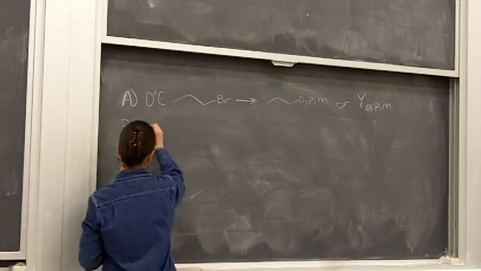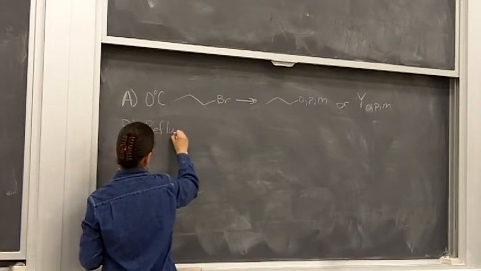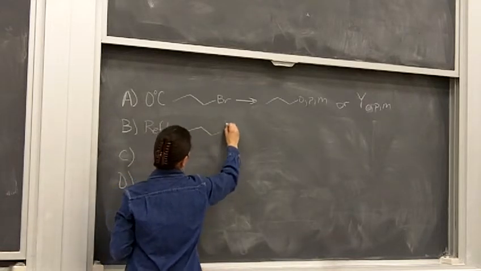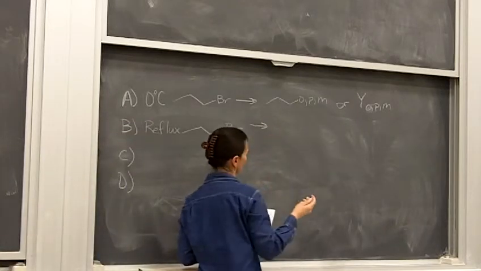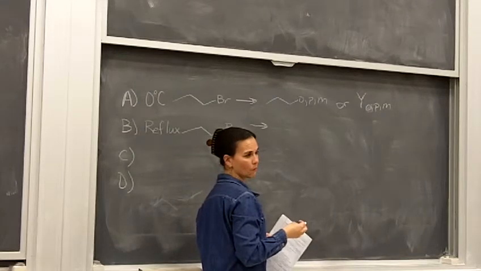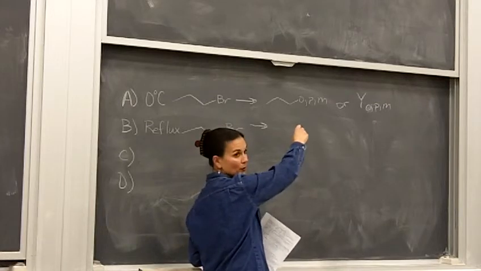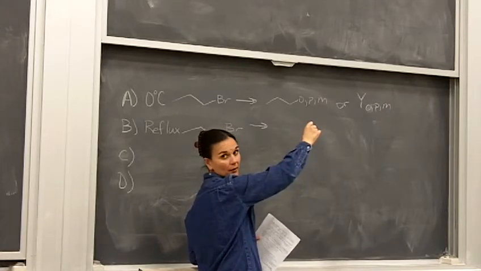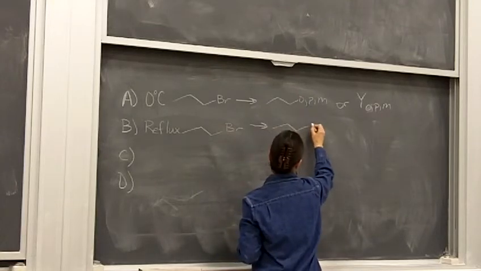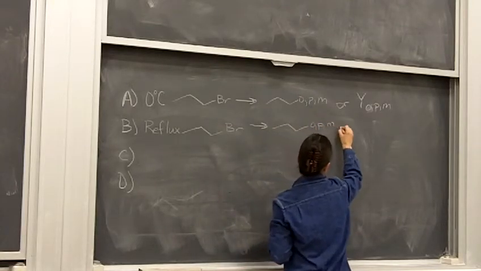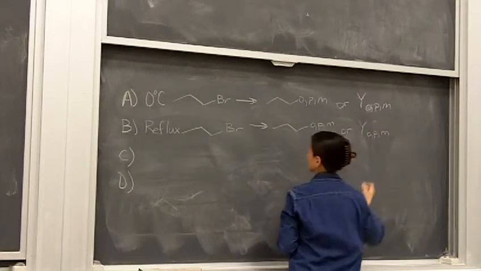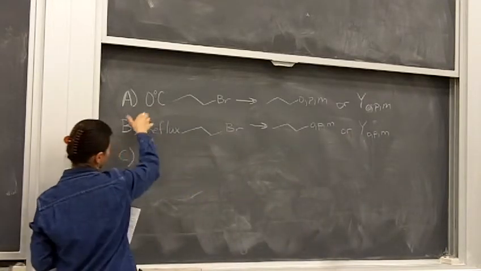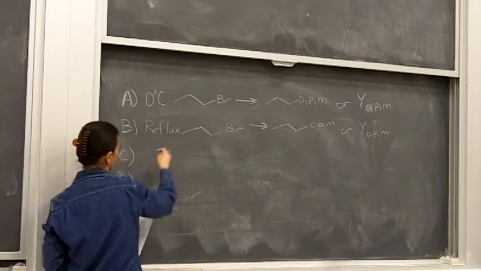For B conditions, we're going to do this at reflux, and we'll talk about here in a minute how we do that. With 1-bromopropane, what kind of products would we get? We'll get the propyls, right? And then also the isopropyls, possibly, because of the rearrangement. So A is 0 degrees, 1-bromopropane. B is reflux with 1-bromopropane.